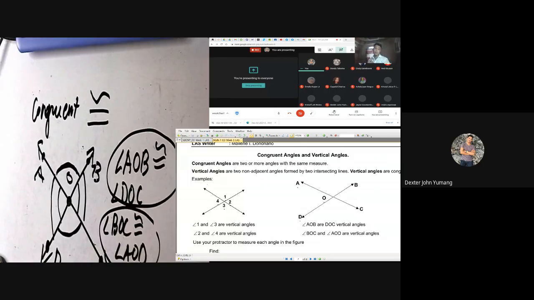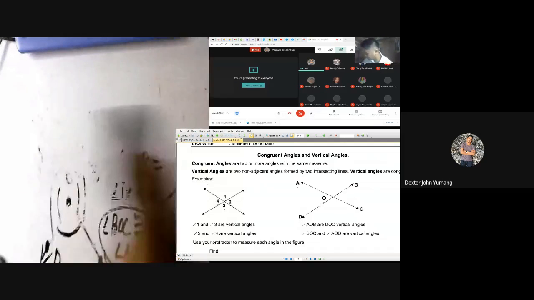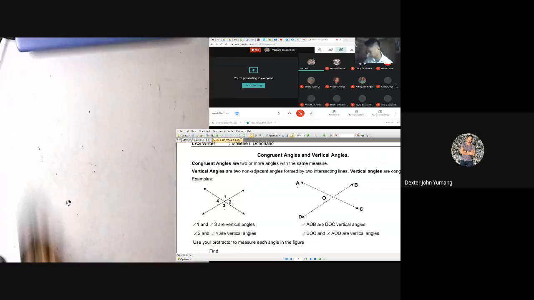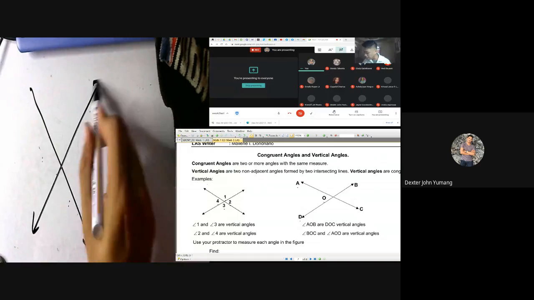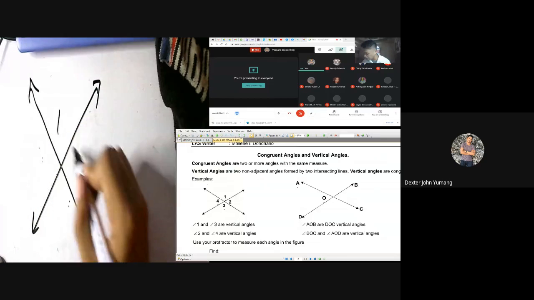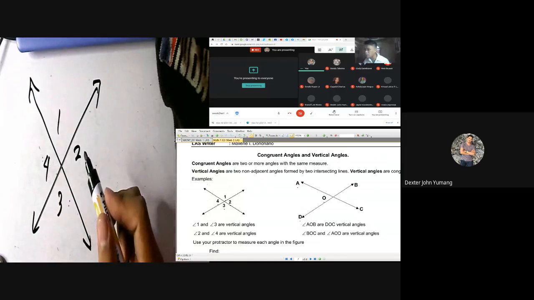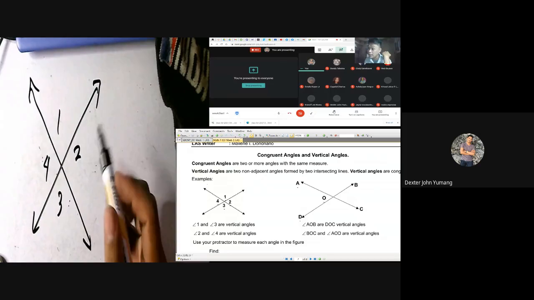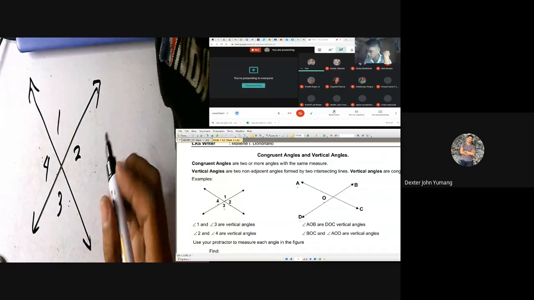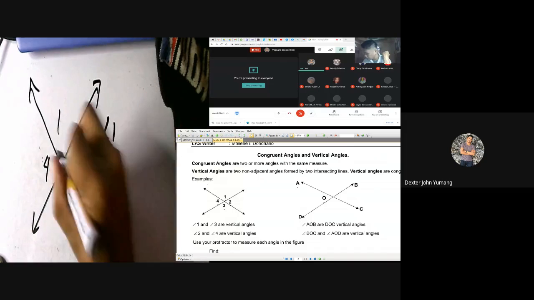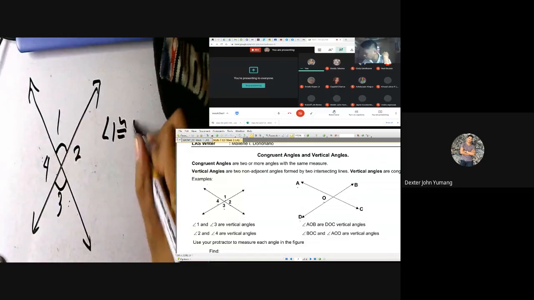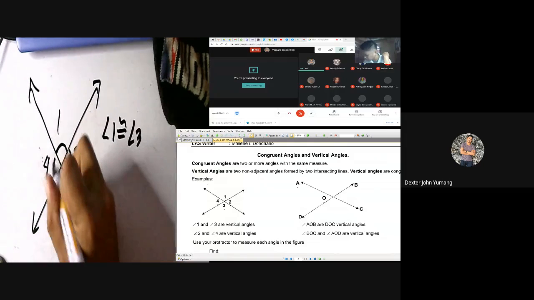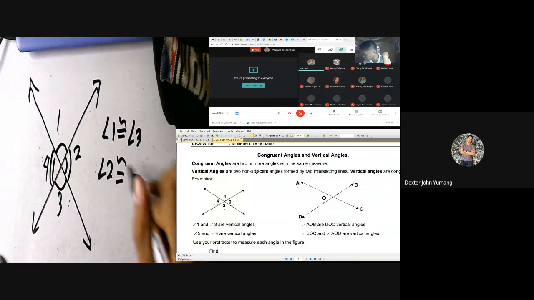Now, another example is angles 1, 2, 3, and 4. Allow me to erase this one. We have the same example with an X, but in this case the angles are named 1, 2, 3, and 4. What is opposite angle 1? That is what we call the vertical angle. Angle 1's vertical angle is angle 3, so angle 1 is equivalent to angle 3. Next, angle 2 is congruent to angle 4.